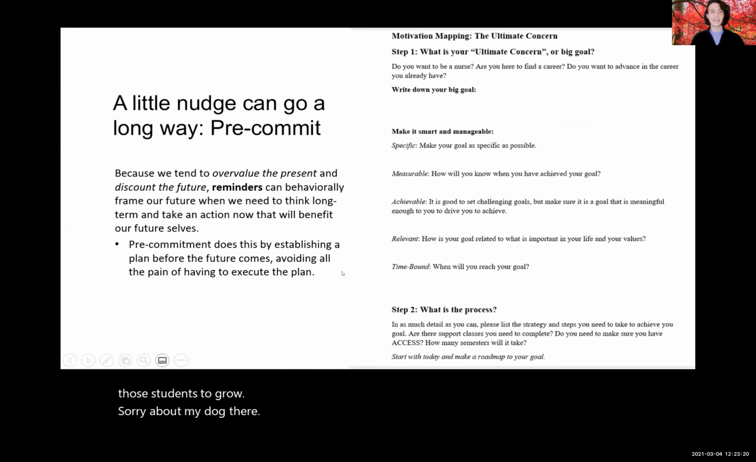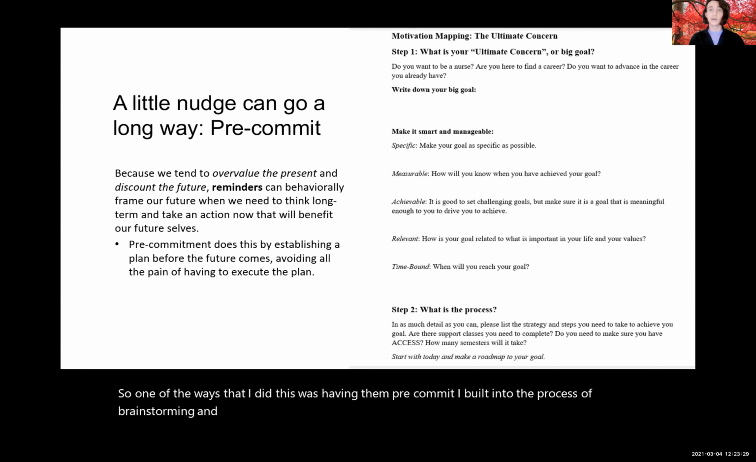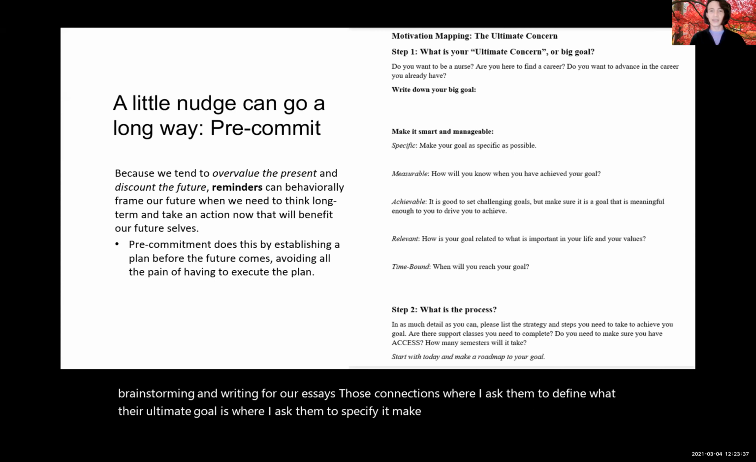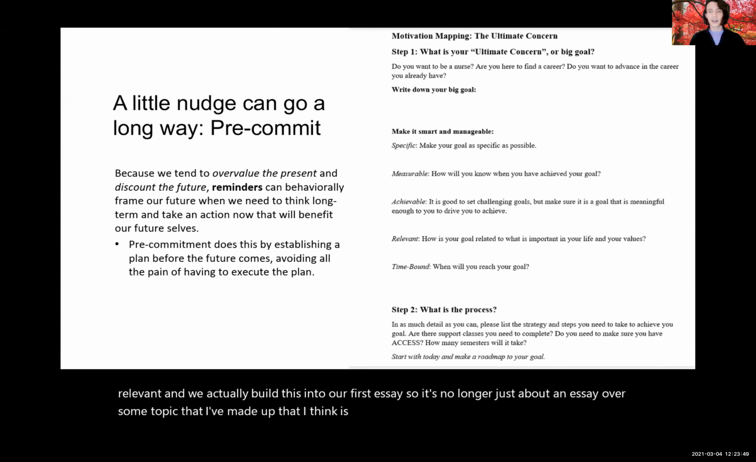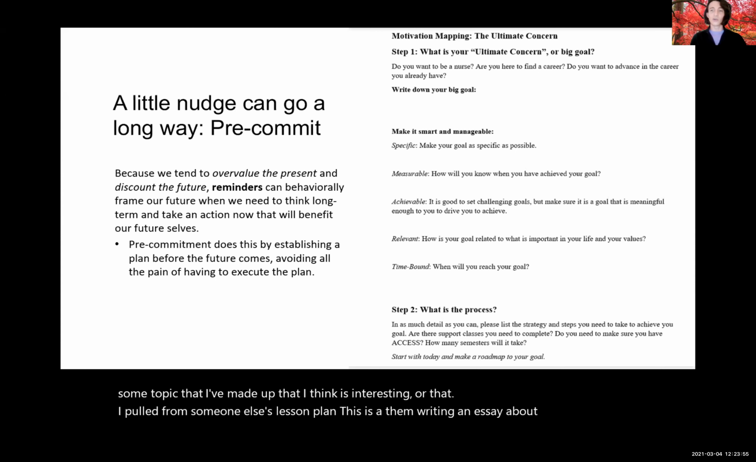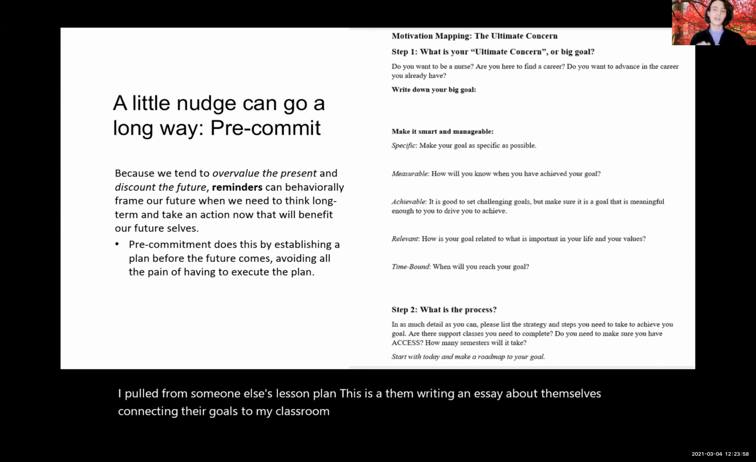So one of the ways that I did this was having them pre-commit. I built into the process of brainstorming and writing for our essays those connections, where I asked them to define what their ultimate goal is, to specify it, make it measurable, make it achievable and relevant. And we actually build this into our first essay. So it's no longer just about an essay over some topic that I've made up that I think is interesting or that I pulled from someone else's lesson plan. This is them writing an essay about themselves, connecting their goals to my classroom and creating a strategy to achieve that goal. So the writing has meaning.